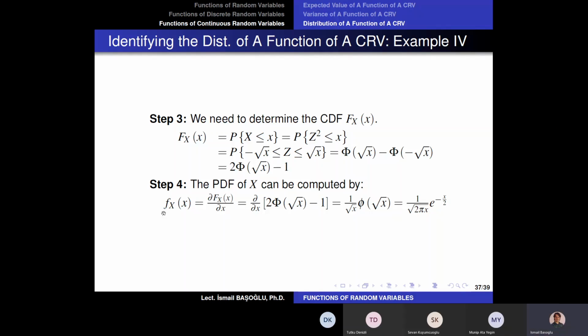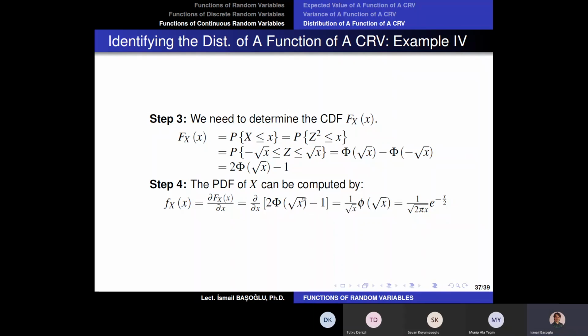So what is the PDF of X? The PDF of X is equal to the first derivative of that function. So what is the first derivative of this function? The first derivative of 2 phi square root of X minus 1, according to the chain rule, is equal to 1 over square root of 2x.